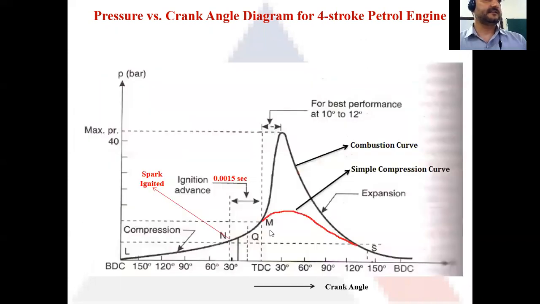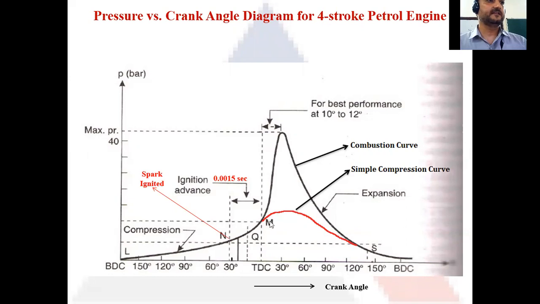So here in this diagram at point N, we have two curves. One is this red curve and the other is the curve that goes steeply upwards. This upward curve is known as your combustion curve, and this red curve is your simple compression curve. Now suppose there is no fuel, only air, and the compression stroke takes place and after that the expansion stroke takes place. If no fuel is burned, this steep increase in pressure will not be there, and the curve will follow the simple compression curve.